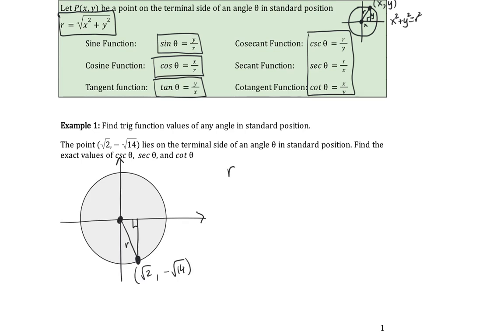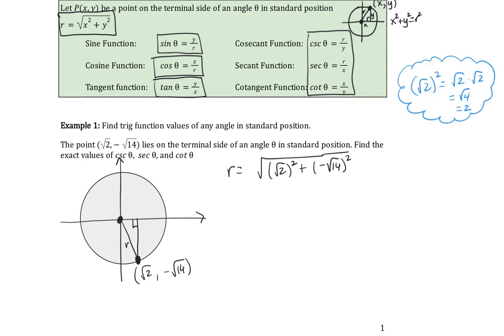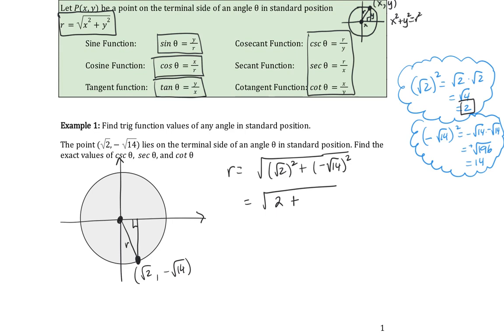The radius is going to be equal to the square root of x, which in this case is square root of 2, quantity squared, plus y, which is negative square root of 14, quantity squared. So we get square root of 2, quantity squared, gives us square root of 4, which simplifies to 2. And then negative square root of 14, quantity squared, is negative square root of 14 times negative square root of 14, which is a positive square root of 196, which simplifies to 14. And so our radius is square root of 16, which is 4. Great, now we're all set.